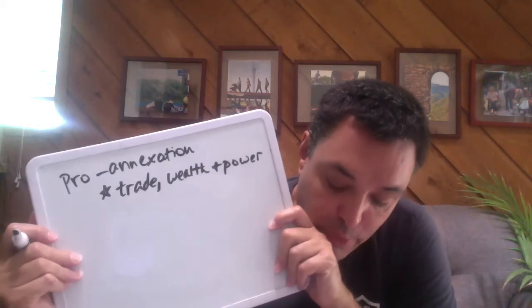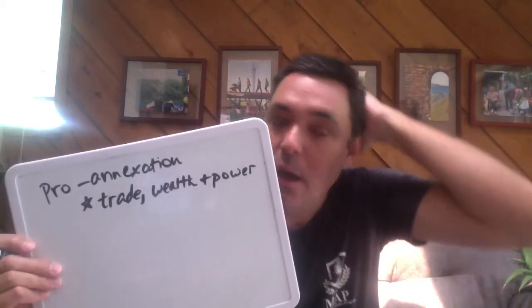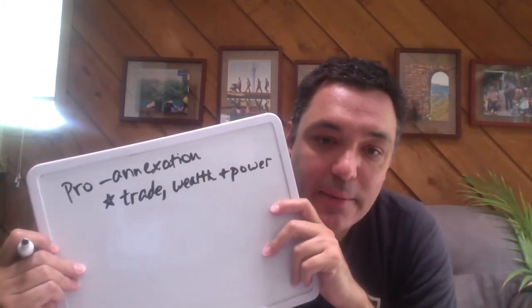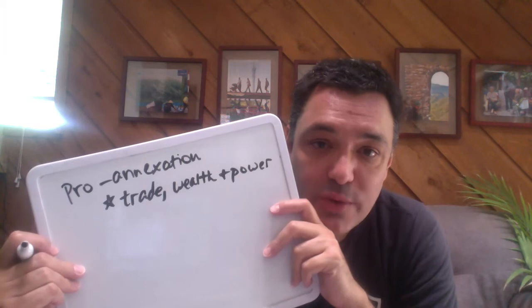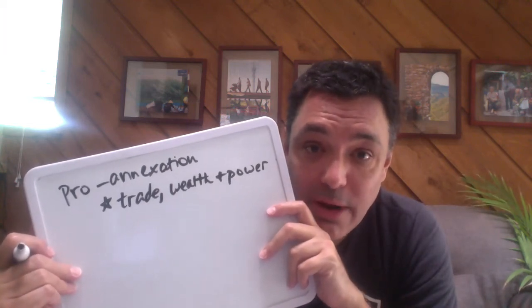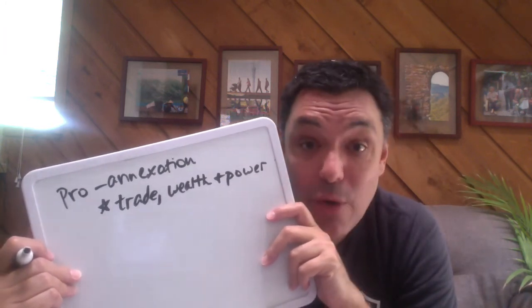Trade, wealth, and power. So the people who were pro-annexation wanted us to annex places like the Philippines, Cuba, and Puerto Rico because we could use their natural resources. We can force them to trade with us because if we own them, they don't have any choice. They got to trade with us. And it'll give us more power and prestige around the world.